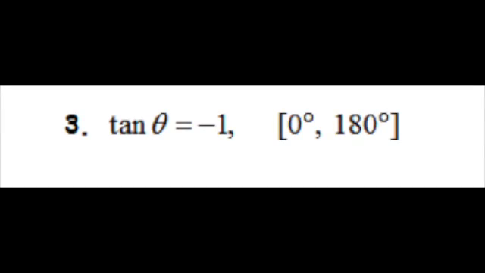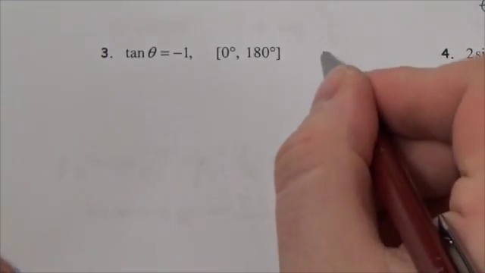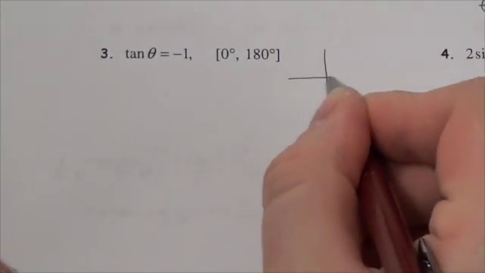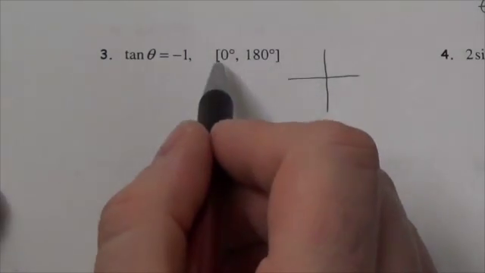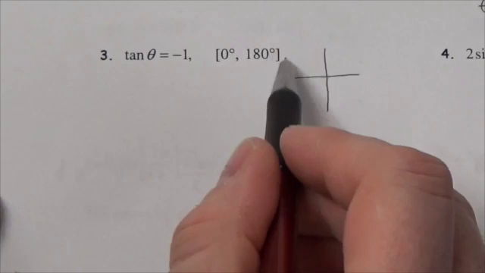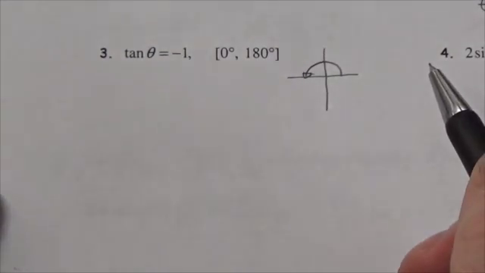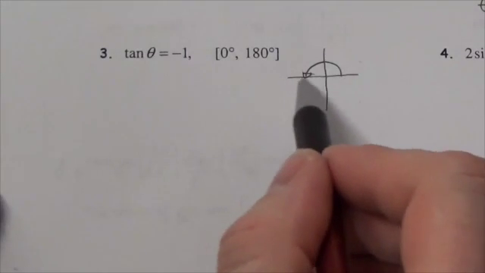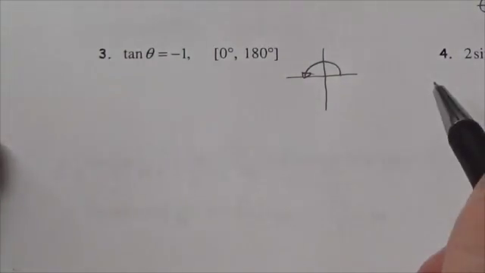Tangent of theta is equal to -1, where theta is between 0 and 180. Now here's our first question that uses interval notation. And again, my first goal here is to just get a good sense of where it is you're asking me to look. So this is hard brackets on 0, hard brackets on 180, meaning we're really just doing the top half of the circle. Now I'm including both the endpoints there.